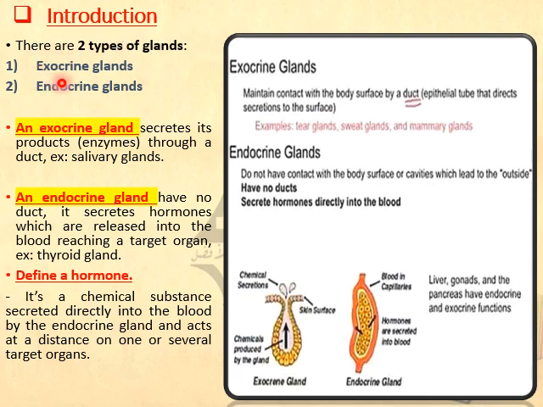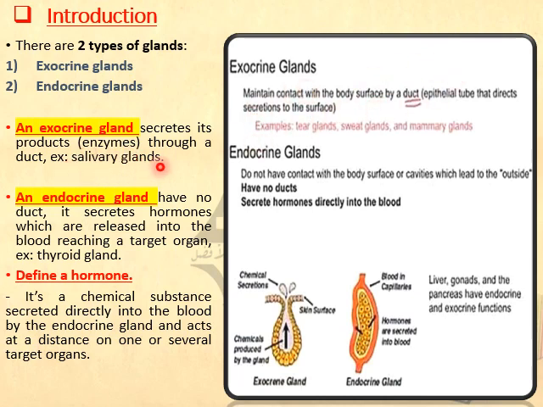We have something called exocrine glands. Exo means outside. Endocrine glands means inside. Let's see the difference between an exocrine gland and an endocrine gland. An exocrine gland secretes its products such as enzymes through a duct. So the exocrine glands, in other words, maintain a contact with the body surface by a duct. It directs its secretions through a duct.